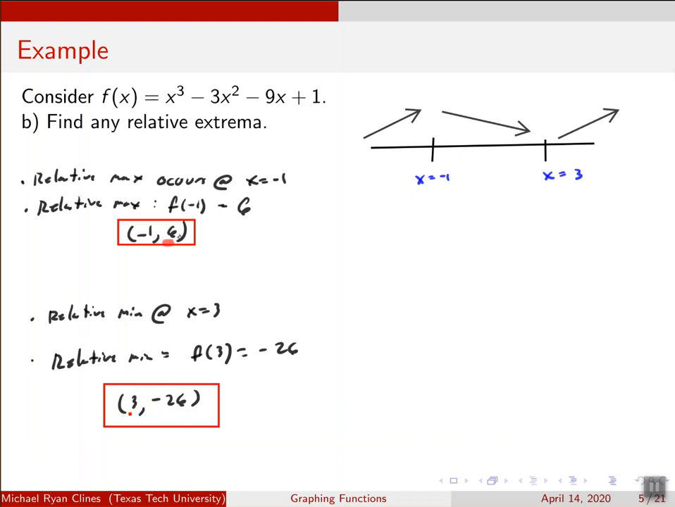The same thing up here. 6 is the relative maximum. -1 is where it occurs. All right? So this is the process of finding the relative extrema.